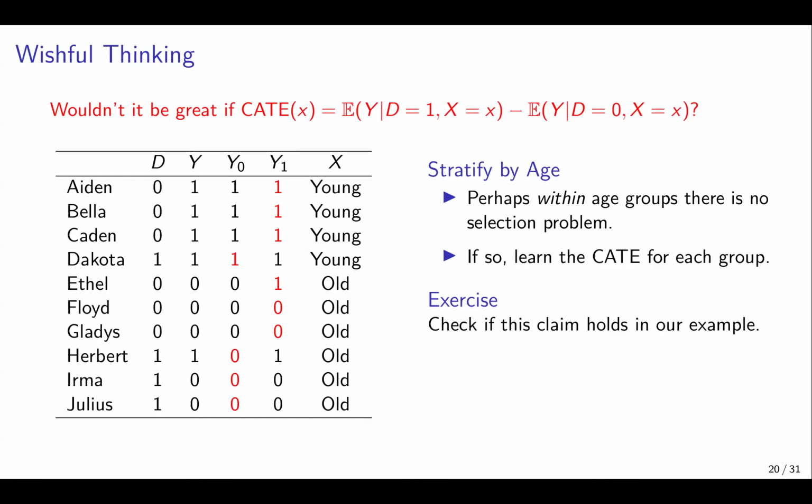So if we looked only at the old, so X equals old, and we compared the average outcome of the treated to the untreated, wouldn't it be great if that actually gave us the conditional average treatment effect? Similarly, wouldn't it be great if when we conditioned on being young, so we restricted attention to Aiden, Bella, Caden, and Dakota, and we then took the naive difference of means, treated minus untreated, conditional on young, it would just be amazing if that actually somehow, just by chance, happened to give us the conditional average treatment effect for the young? Well, you've still got the potential outcomes. I haven't taken them away from you yet. So why don't you calculate and see whether, in fact, in this example, my wishful thinking turns out to be more than a wish, but actually correct.